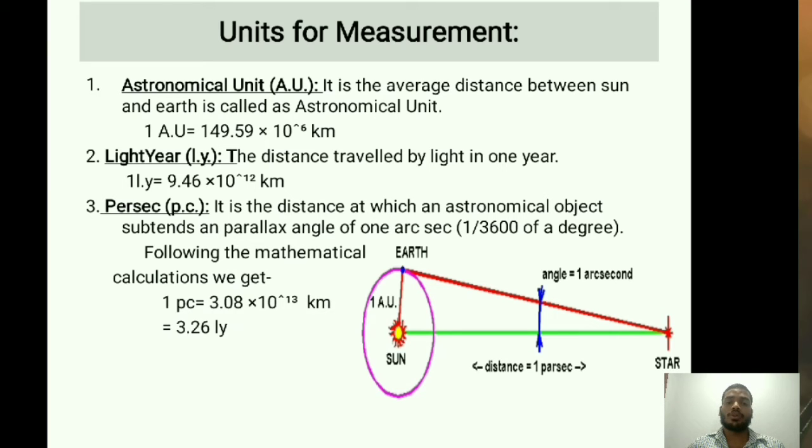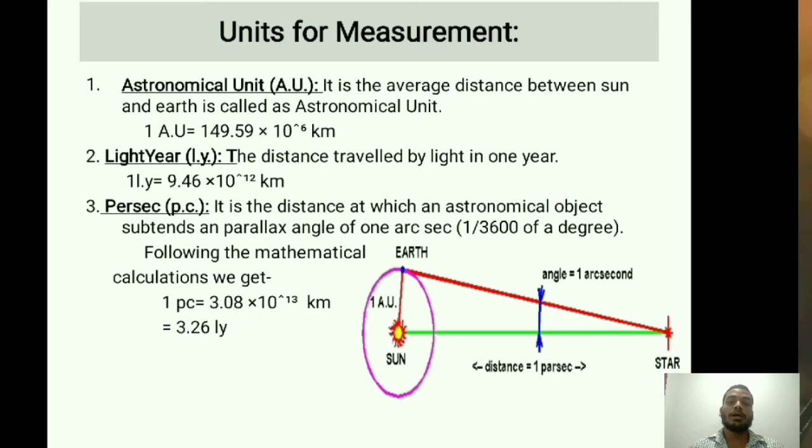Now, the conventional techniques cannot be used in the calculation of stellar distances as the universe is very large. So, scientists have used some unique units to calculate the stellar distances. The average distance between Sun and Earth is called an astronomical unit, where one astronomical unit is equal to 149.59 into 10 to the power 6 kilometer.